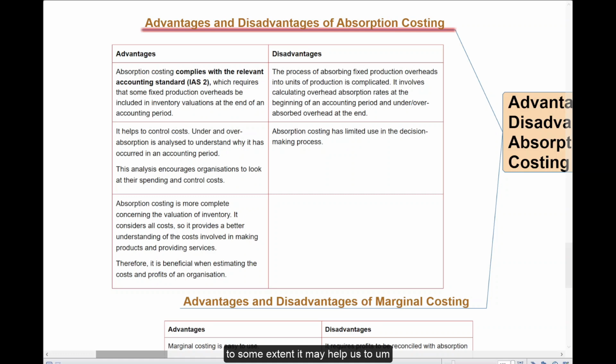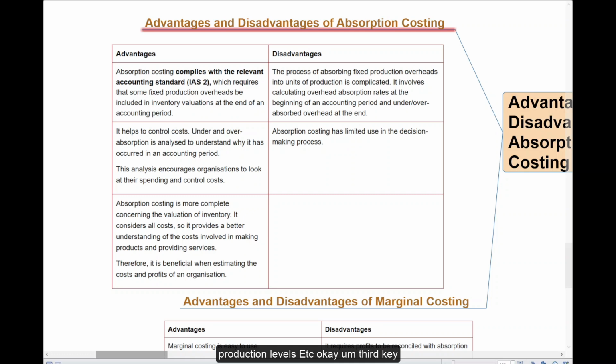Outside of that, if we're using absorption costing, if we're absorbing overhead into inventory valuation, to some extent, it may help us to control costs better, because we can analyze the fact that we're building into production or linking to production our fixed costs. So it may encourage us to control costs better rather than just expense those fixed costs in the year. They're not related to production levels, etc.